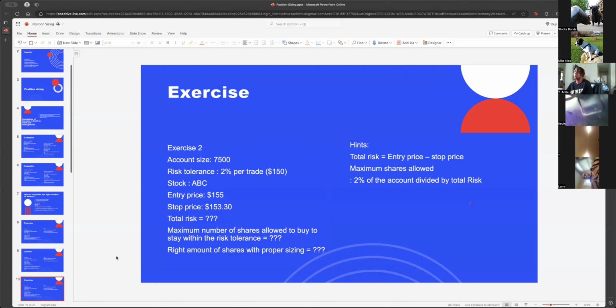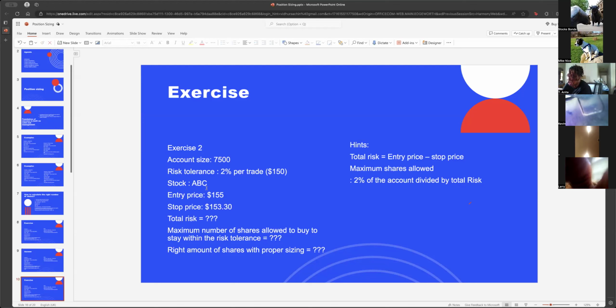So the next exercise. In this case, you're dealing with a $7,500 portfolio. 2% of this portfolio is $150. Your entry price is $155. Your stop price is $153.30. So calculate the maximum amount of shares you're allowed to buy. This is going to be a bit tricky, and you'll see why.